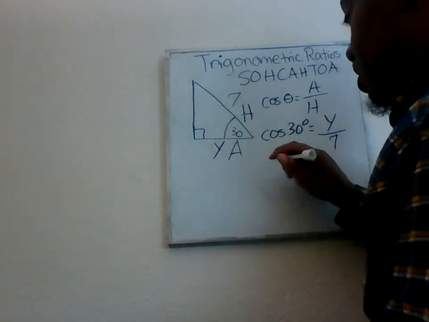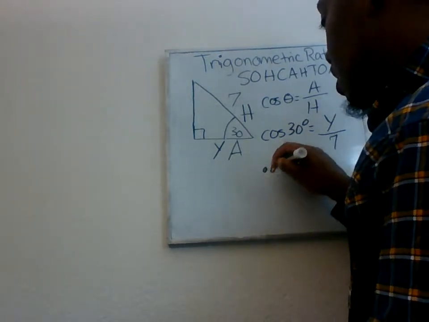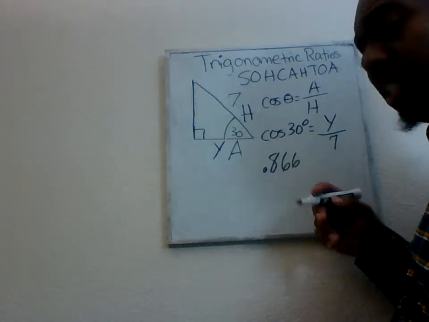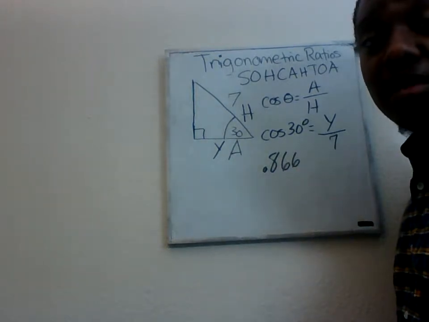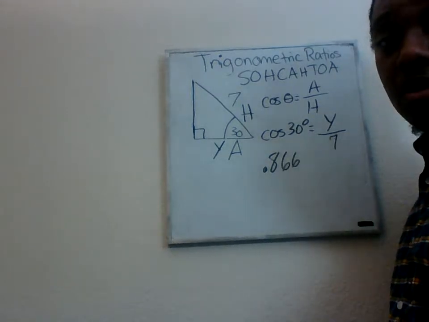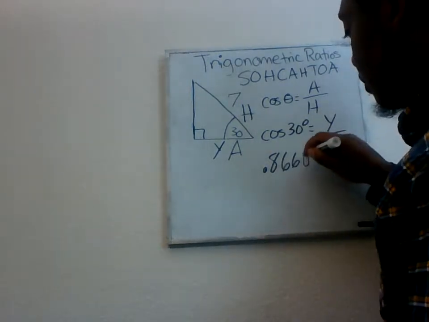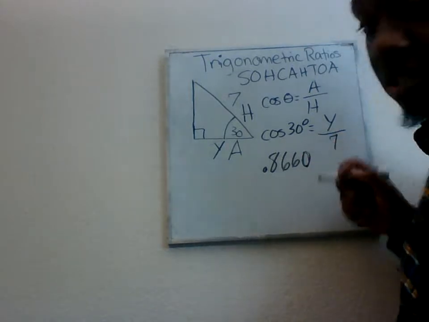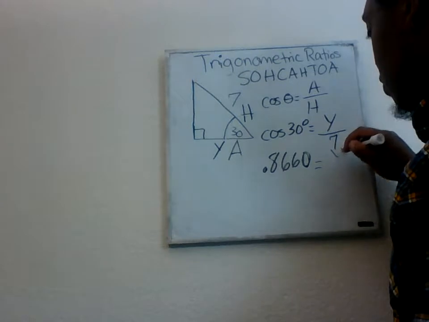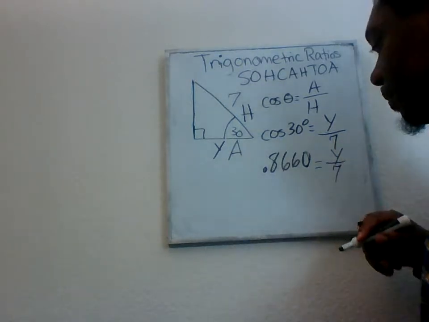Depending on your calculator, you should see 0.866 and maybe 0.8660 or something like that. Some of you may see 7 or 12 digits. The calculator I currently have gives me 4, so I'll put the 4th one. It was a 0, so that's what it rounded to. But this is equal to y over 7.